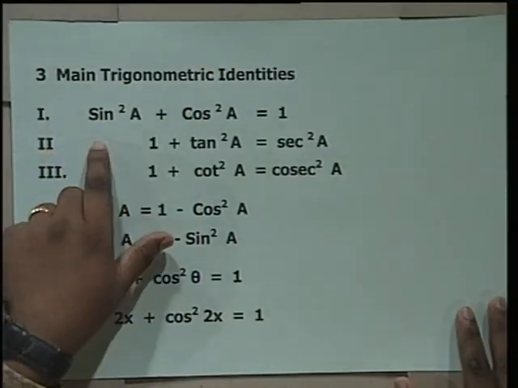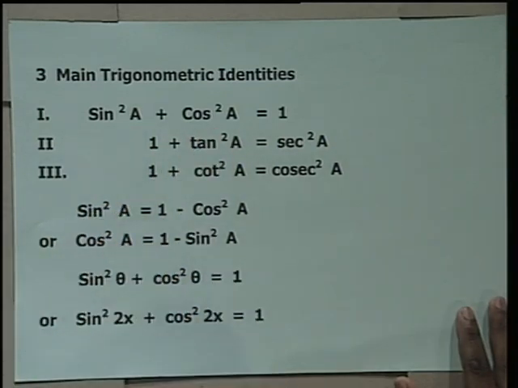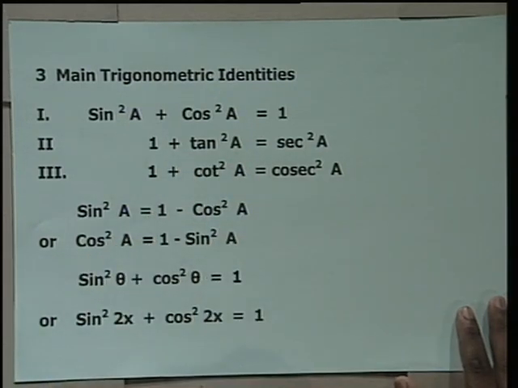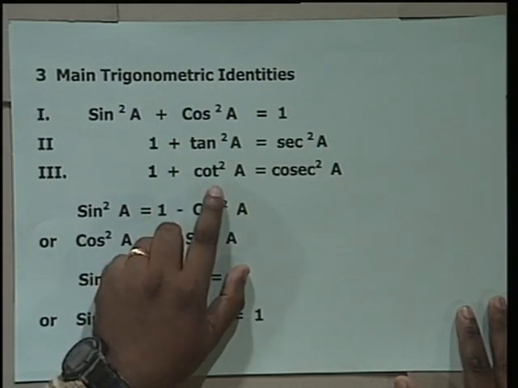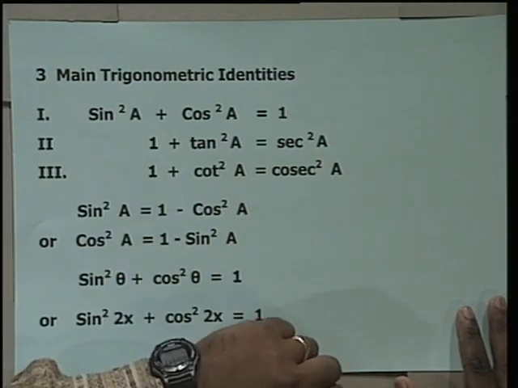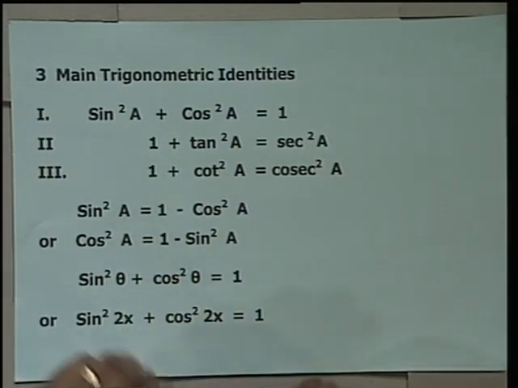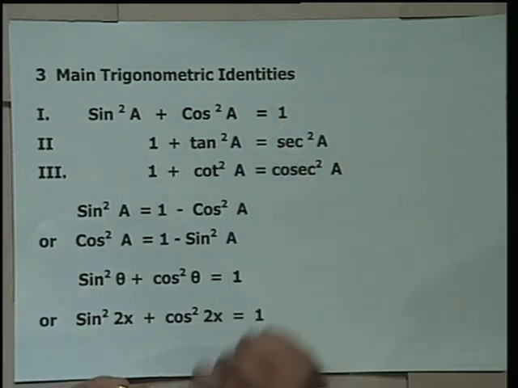First one is sine squared A plus cos squared A equal to 1. The second one is 1 plus tan squared A equal to sec squared A. The third is 1 plus cot squared A equal to cosec squared A. They have many applications in fact. I'm just going to show you a few applications of the first one.